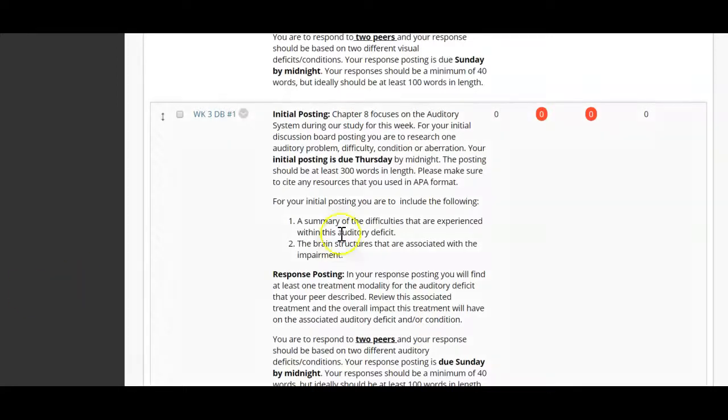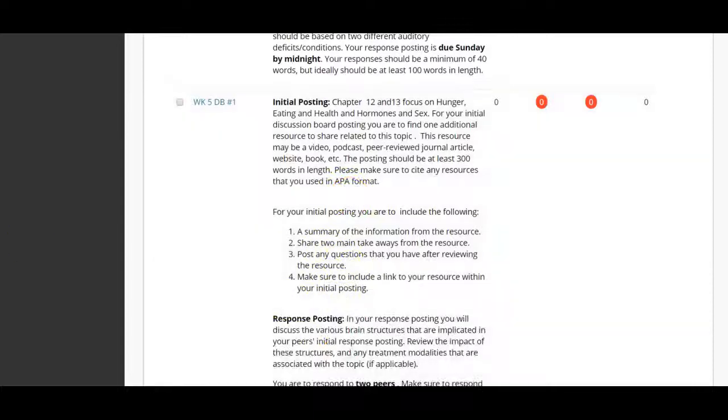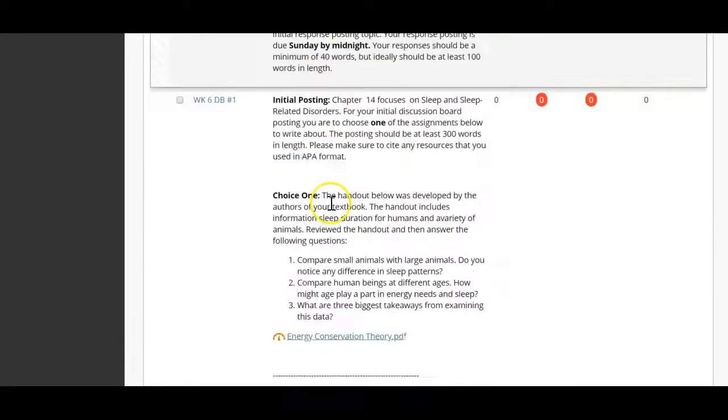For all discussion boards, the initial posting is due Thursday by midnight, and you are to respond to at least 2 peers Sunday by midnight. It is important that you create a substantive initial posting and imperative to submit the initial posting by Thursday. Make sure that you are answering all the questions that are included within the prompt, and that in the initial discussion board posting and also within your peer response posting, you're going to notice there are different options.